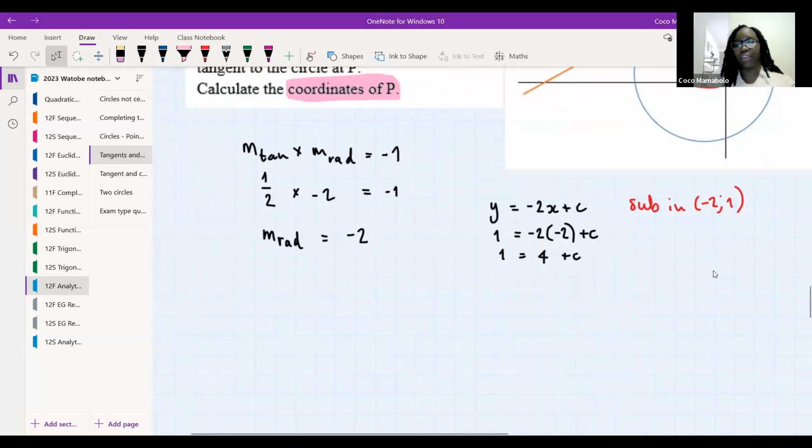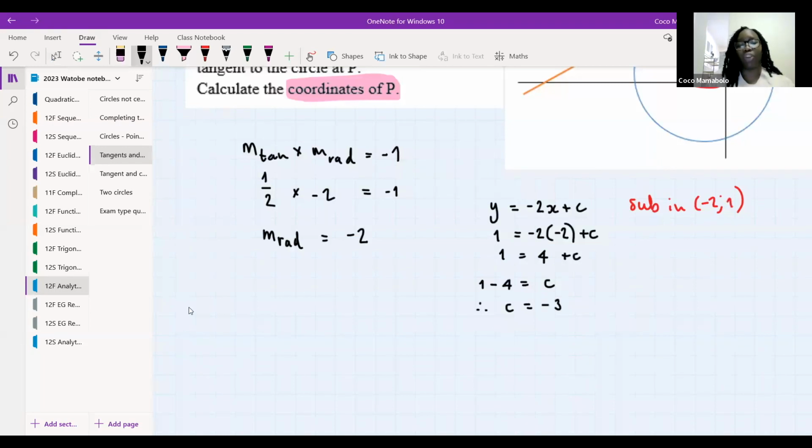Not 5, Leanne. 1 minus 4 is equal to C. Therefore, C is equal to, well done. That's it, Sipo and Fahim, good. I think you just forgot that 4, when it goes over, it becomes negative. Therefore, C is equal to -3.